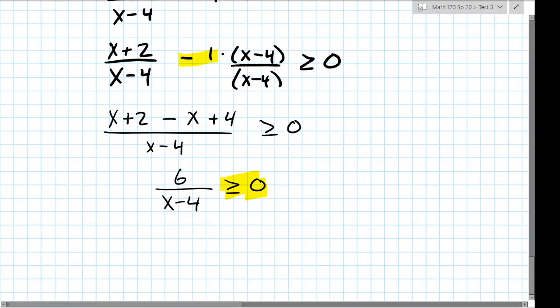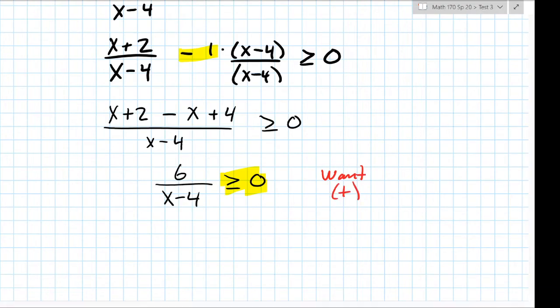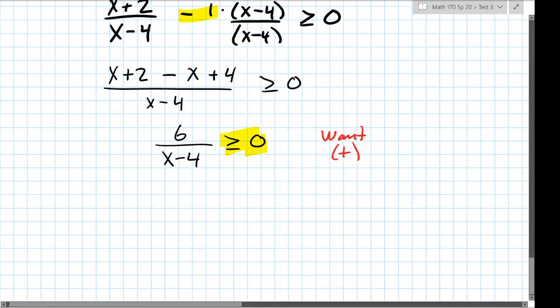Notice that we have greater than or equal to, so we are looking for positive values, and there aren't any zeros in this problem because the numerator is 6 and has no x's, but there could be a vertical asymptote since we have a denominator with x's in it, and there is. The vertical asymptote is x equals 4 with multiplicity 1.